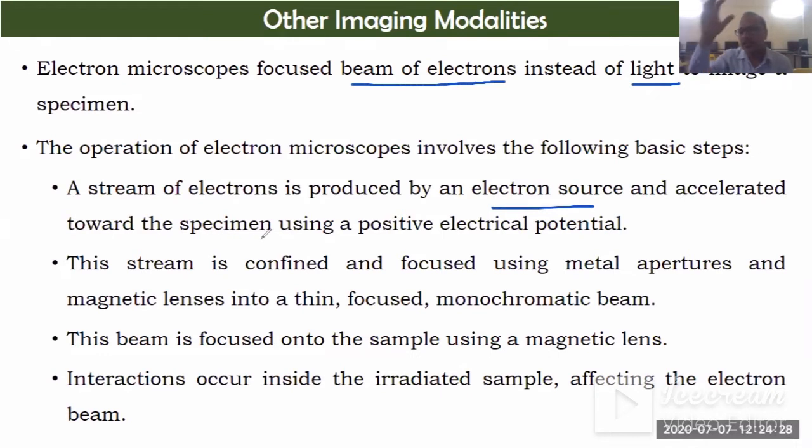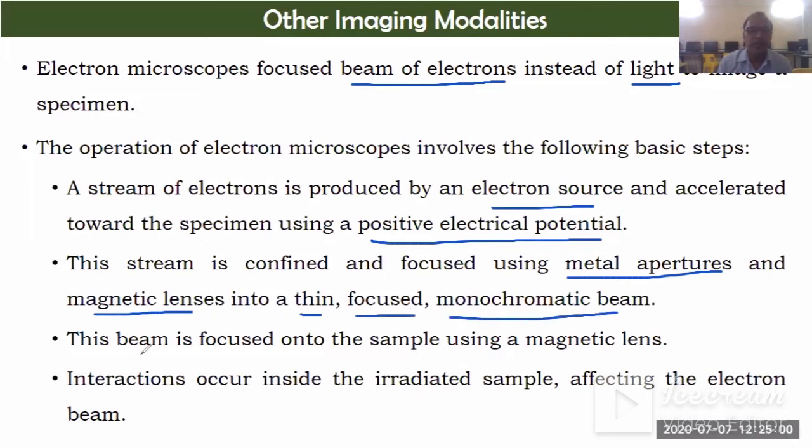The electrons are passed through the object that is placed there, the specimen, using positive electrical potential. This stream is confined and focused using a metal apparatus and magnetic lens into thin, focused, monochromatic beams. The beam passes through different materials such as the metal apparatus and magnetic lens, which may be a thin lens or a thick lens. So the beam is focused onto the sample using the magnetic lens.